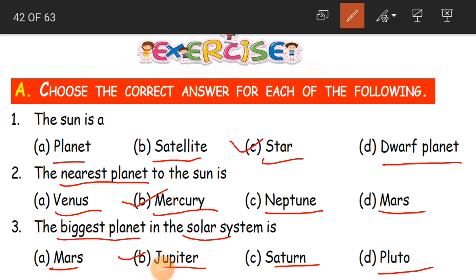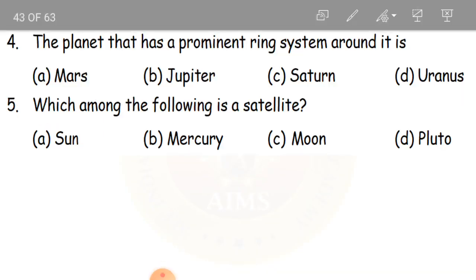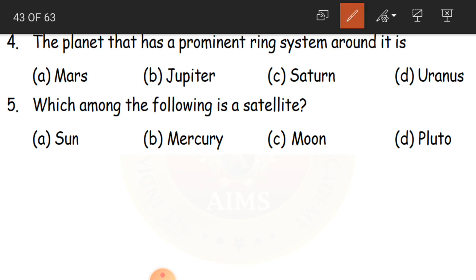Okay children. Now the next question, fourth one, the planet that has a prominent ring system around it is. So the planet that has a prominent ring system around it is what? Either Mars, Jupiter, Saturn or Uranus. And the answer is C, Saturn.